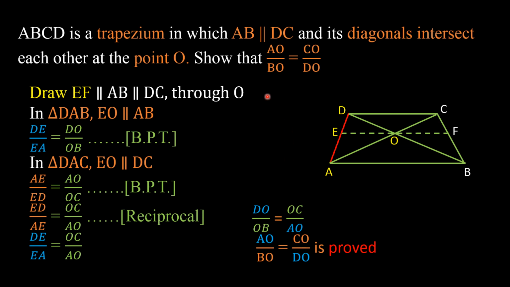See here, AO divided by BO equals CO divided by DO. So we have proved this. So this is about introduction to similarity of triangles.